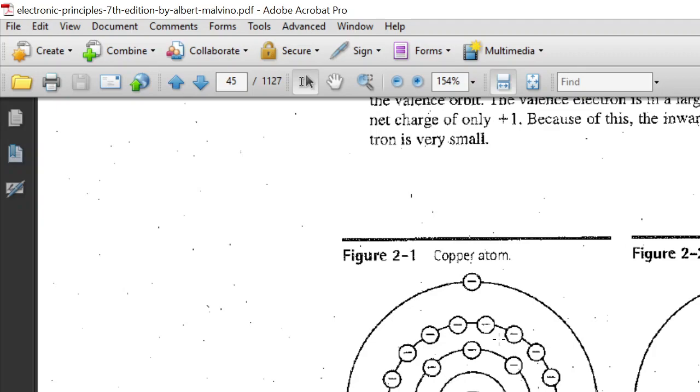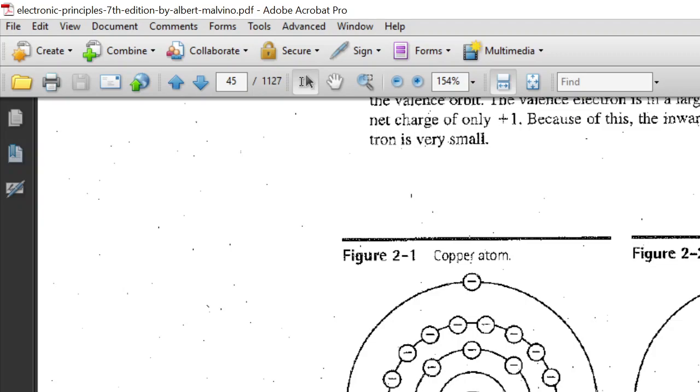It does not leave it. It stays within that lattice, but not attached to a particular atom. So what happens? There is a cloud of electrons inside the copper wire or copper block, whatever, inside that copper thing, there is a cloud of electrons.